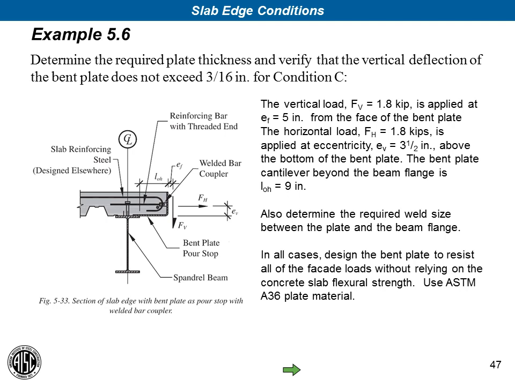bent plate. The bent plate itself cantilevers 9 inches, LOH, from the tip of the flange to the vertical leg of the bent plate. So we also need to design the weld between the bent plate, horizontal leg, and the top flange of the beam. In all cases, we're going to design the bent plate to resist all of the facade loads, apart from the horizontal ones, without relying on the concrete slab and flexure, and we're going to use A36 material.